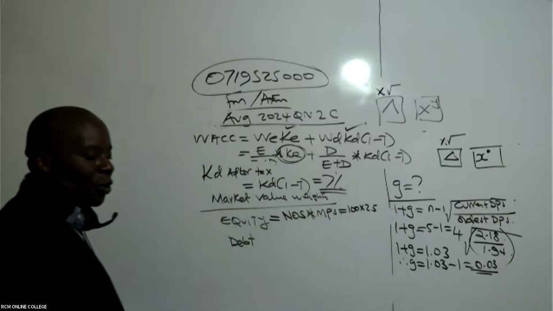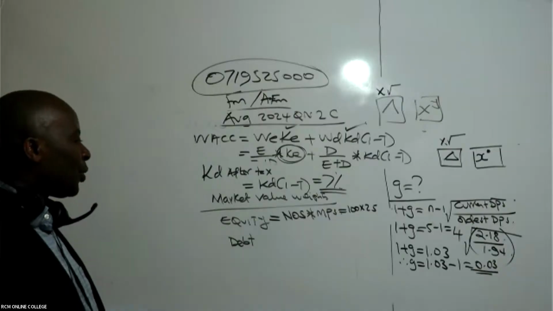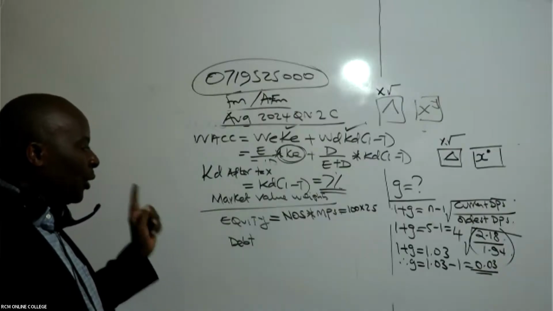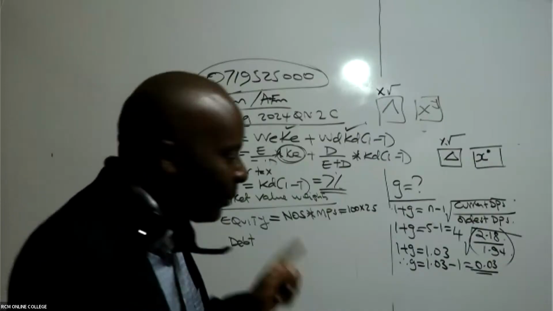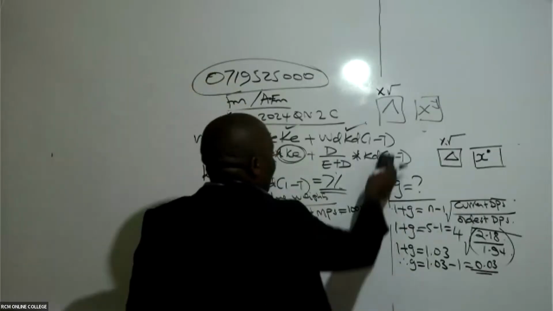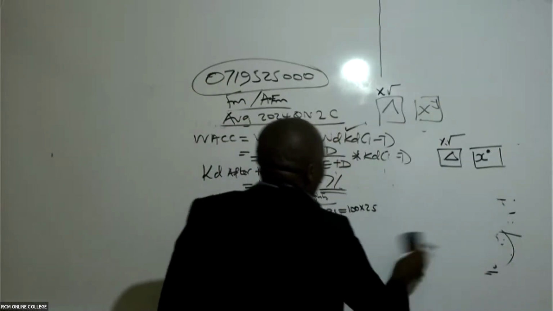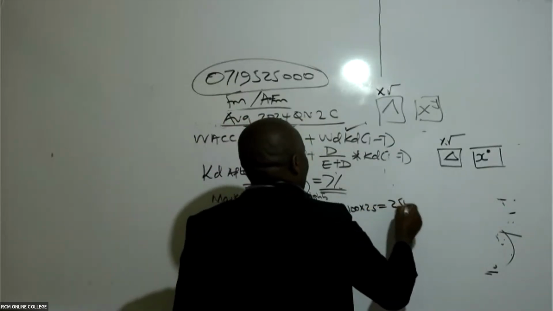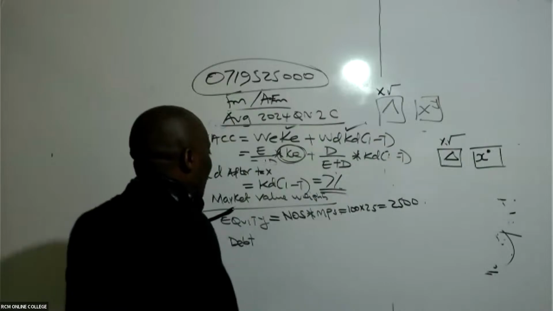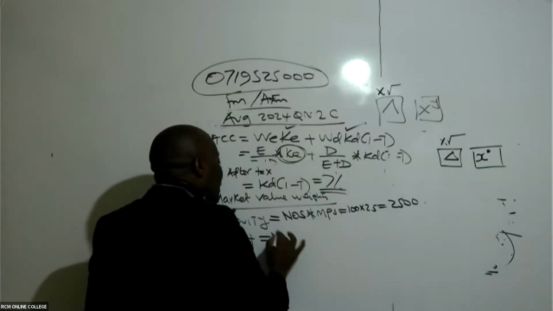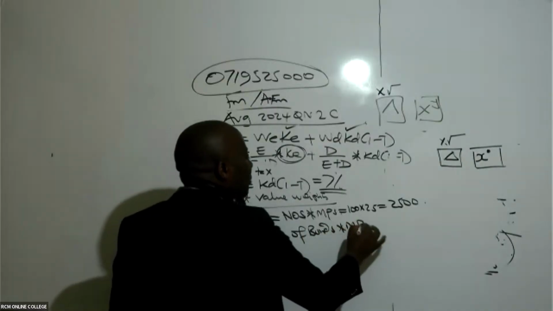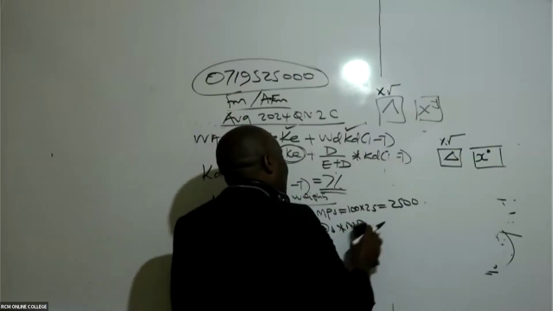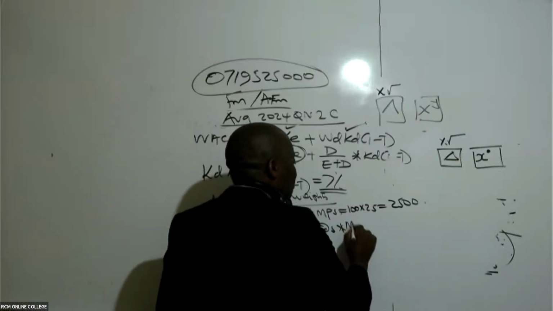So my figures are in millions. To get the market value of equity, that's what we do. We take the number of ordinary shares times the market price per share, which is 100 times 25. So in millions, this gives me 2,500. And then we have debt. So for the debt, normally we take the number of bonds times the market price per bond.